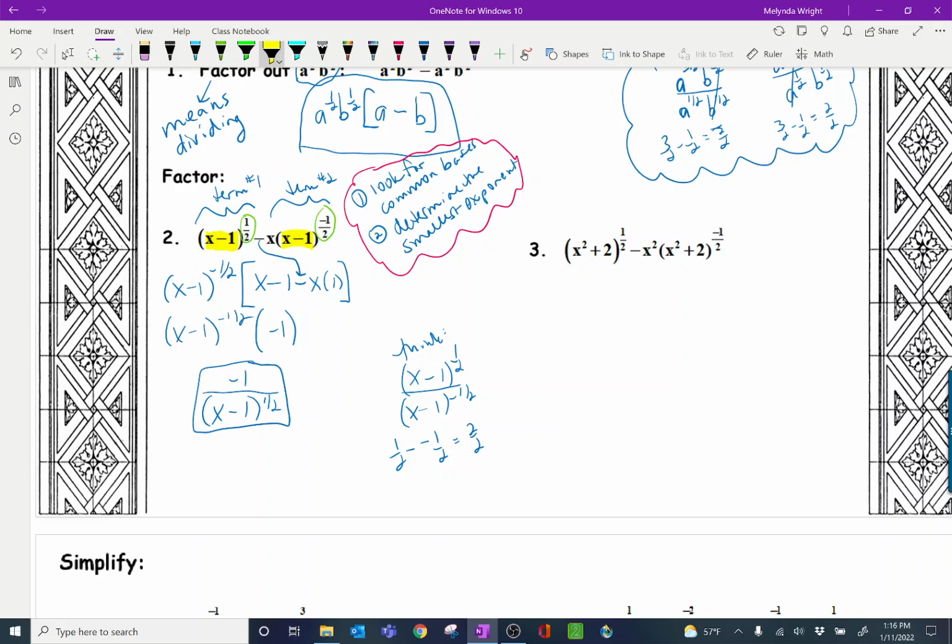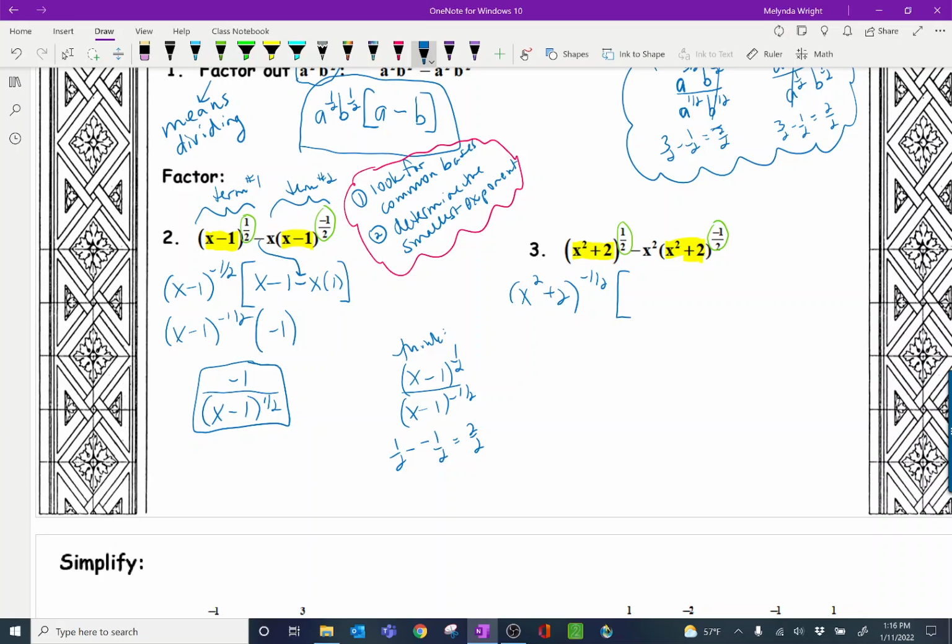Let's see, I've got an x squared plus 2 and an x squared plus 2. Okay, great, that's my common base. So now I'm going to look for the smallest exponent. Same scenario here. I've got to look at 1/2 or negative 1/2, and negative 1/2 is smaller. So I'm going to factor out the x squared plus 2 to the negative 1/2. Okay, we're factoring it out.